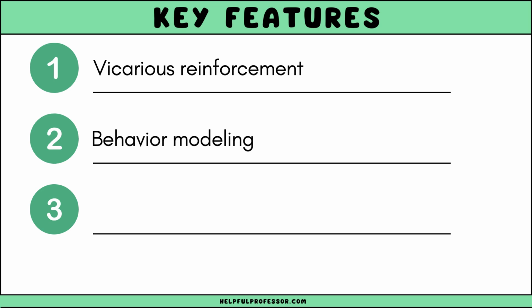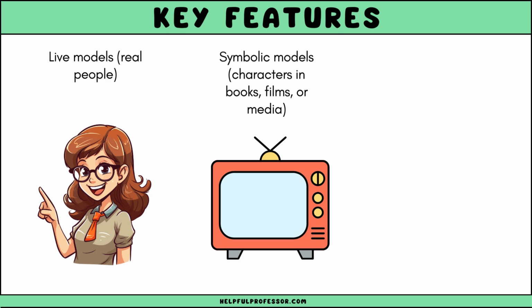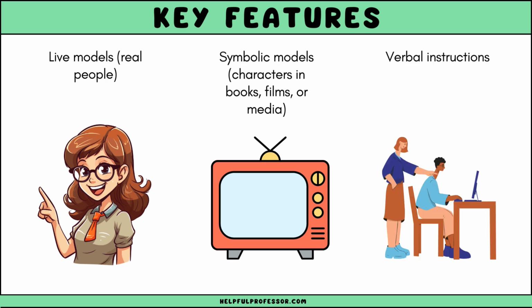Second, the concept of modeling is central to observational learning. This involves observing and imitating the behavior of a model. Modeling can include live models, real people, symbolic models, characters in books, films, or media, and verbal instructions.